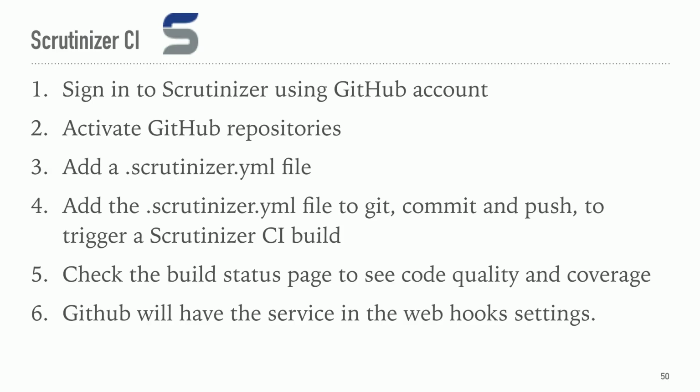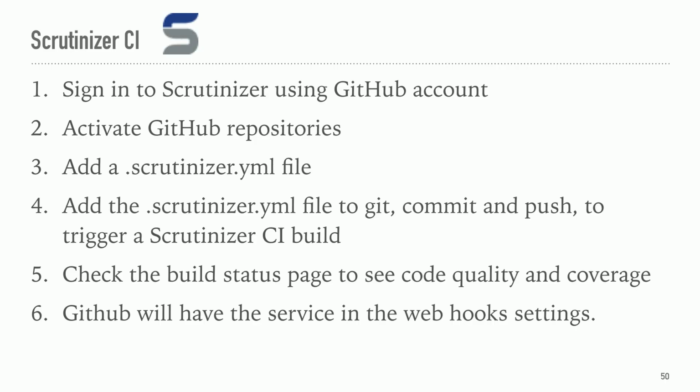This is another tool, Scrutinizer. It is very similar, but it offers a couple of different services. The process would be very similar. You would have a GitHub repository. You would add a configuration file for it. Every time that you do a push, it is going to trigger a build. And you can verify the status of the build on their page. And you will have also the webhook on your GitHub account.